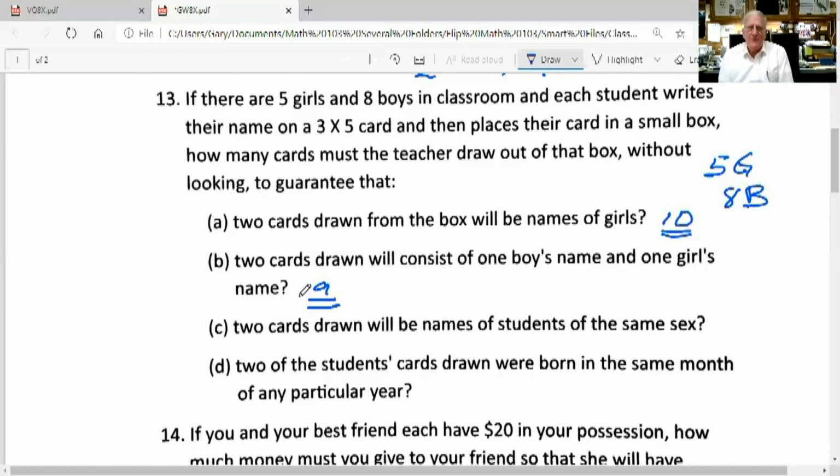But what happens if she draws a boy card and then in the second draw she draws a girl card? What has to happen on the next draw? It's either going to be a boy or girl, right? So to absolutely guarantee that she will get 2 cards of the same sex, she is going to have to draw 3 cards.